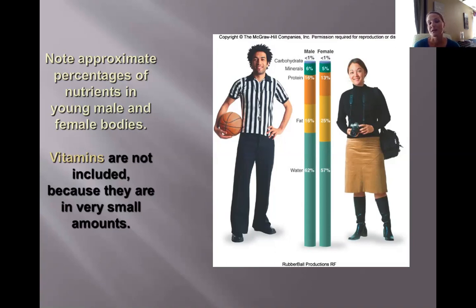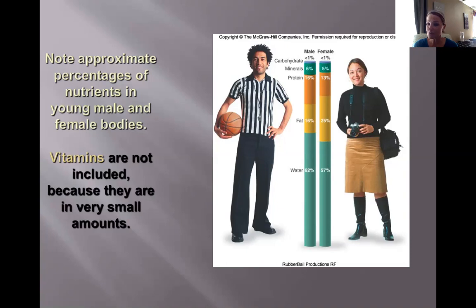Most of us will see that fat is the next largest thing that our body's made up of. And women, we tend to carry more fat than men. And then protein, which would include your muscles. So men tend to be a little more muscular than women. Unfortunately, that's just the straw we've drawn on that, guys. But around 16% for men, 13% for women. Then you'll see minerals, which would include calcium in your bones, that type of thing.